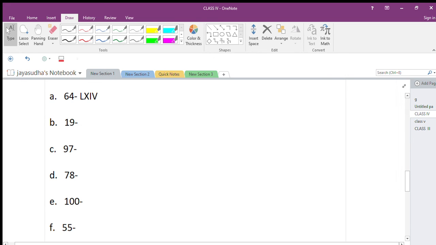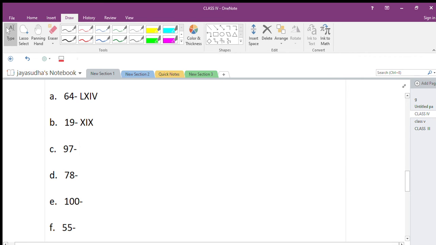Then move on to 19. How do you write 19? This is 10. Then 9. How do you write 9? This is the Roman numeral 9. So this is 10, this is 9. 10 plus 9, 19. Are you okay?